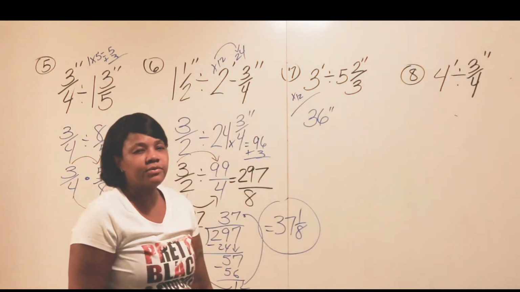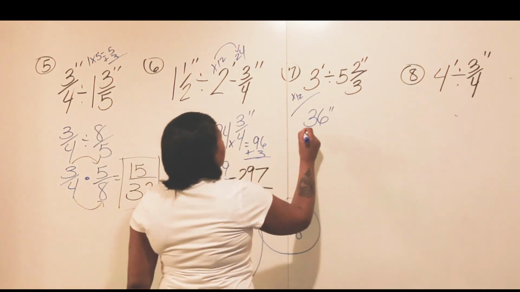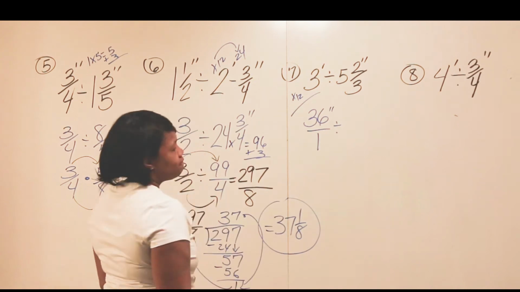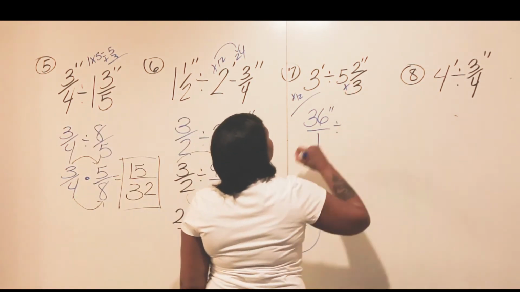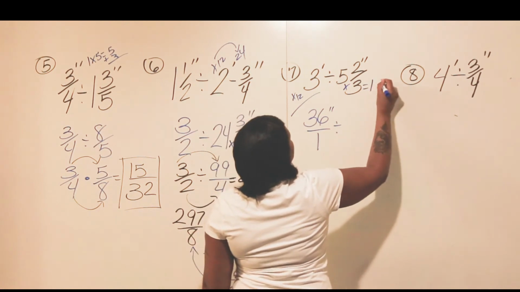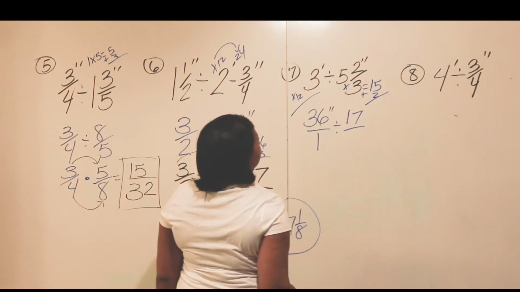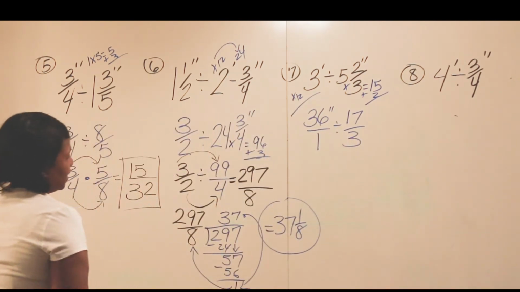What do we do with whole numbers? Fraction involved, so it needs to be a fraction here. Yep, so we put it over 1. Mixed numbers turn to improper. 5 times 3 is 15, plus 2 is 17, over 3. All right, next step.